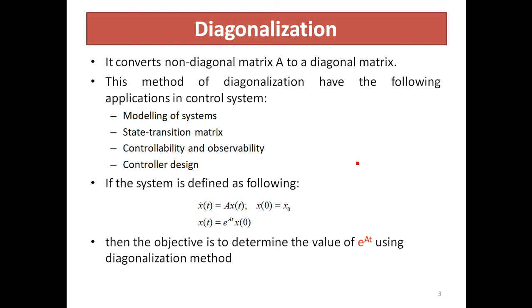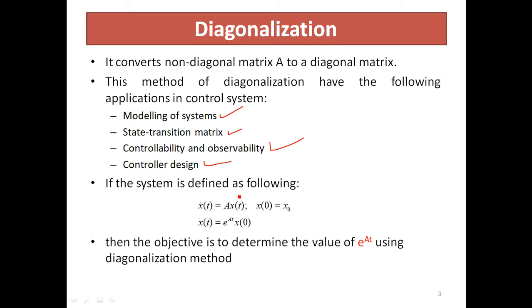In diagonalization, what happens? Using the diagonalization method, we can convert a non-diagonal system matrix A to a diagonal matrix. As far as applications are concerned, this method can be used for modeling of systems, state transition matrix, controllability, evaluation of controllability and observability, and thereafter the controller design as well.